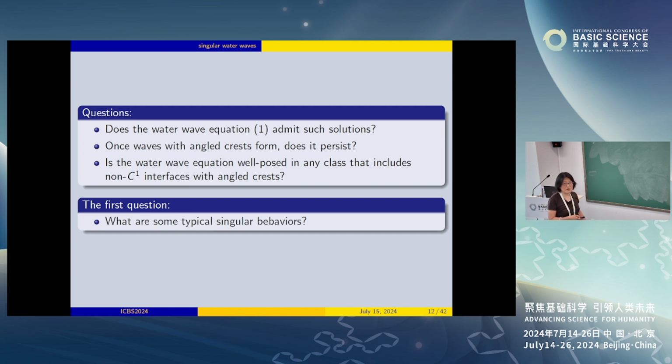Of course, it's well known that if a wave forms, for example, something happens in Japan, the wave can move all the way to California. It can just persist and continue. So whether some storm in Japan will eventually move to California and keep the angled crest form. So the essential question is: is the water wave equation well posed in any class that will include non-C1 interfaces with angled crests?